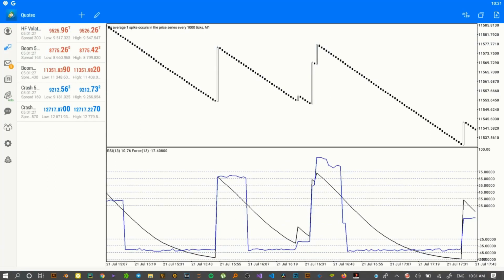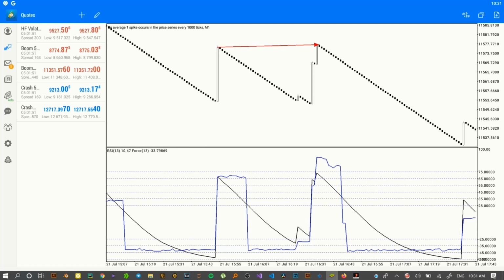Alright guys, here we have another example. This is the graph of Boom 1000. We have the first spike here and another spike here. So we measure the tip points of those spikes like this, the upper points of the spikes. They are almost at the same level. We have a horizontal line like this.